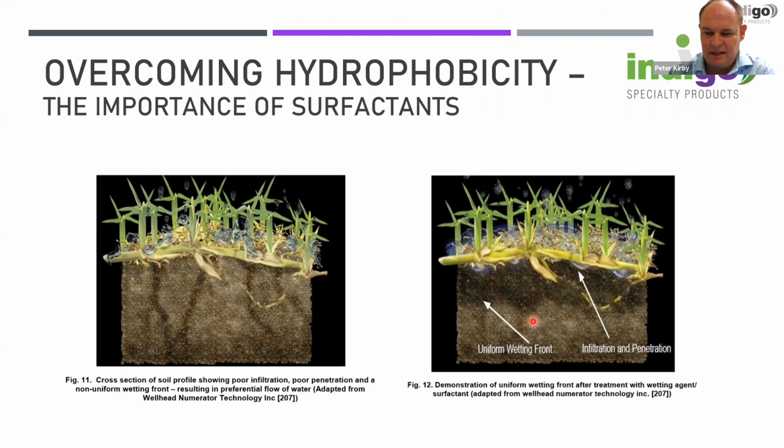On the right-hand side, this is treated with a wetting agent. You can see a good uniform wetting front, moving down and penetrating through the soil uniformly, and we're getting good initial infiltration into the soil environment. Therefore, we're getting reduced losses from evaporation and evapotranspiration.